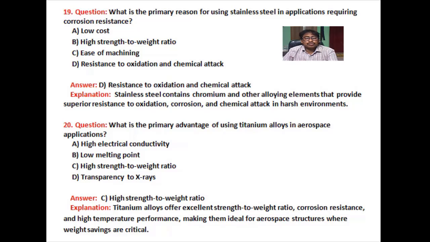Question 20: What is the primary advantage of using titanium alloys in aerospace applications? A. High electrical conductivity. B. Low melting point. C. High strength-to-weight ratio. D. Transparency to X-rays. Answer: C. High strength-to-weight ratio. Explanation: Titanium alloys offer excellent strength-to-weight ratio, corrosion resistance, and high temperature performance, making them ideal for aerospace structures where weight savings are critical.